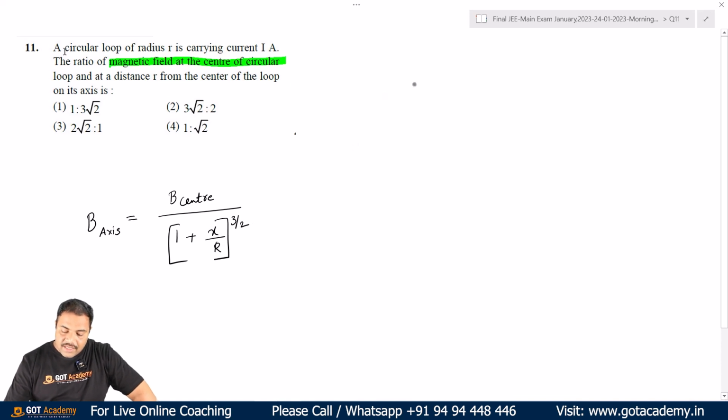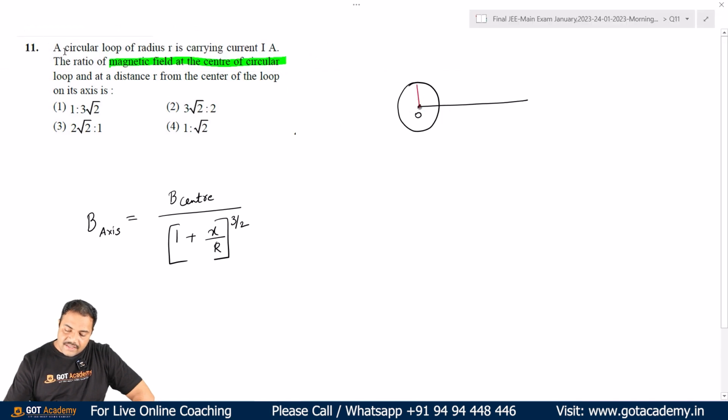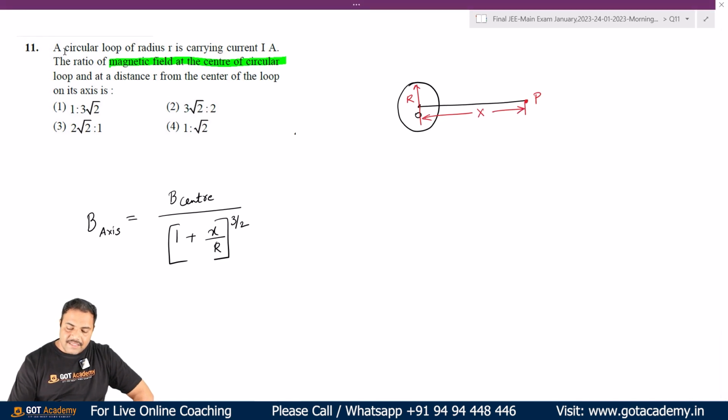So here let us draw a circular loop like this. This is a circular loop. This is the center of the loop, let me call it O. With this center, if I draw a line like this, it is nothing but the radius r. And this is the place where the point P is lying. So this point is lying on its axis actually. Let me say that this distance is equal to capital X.